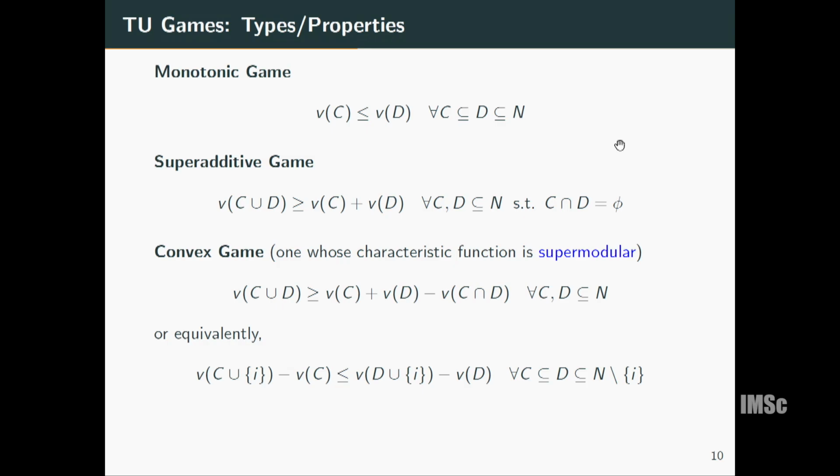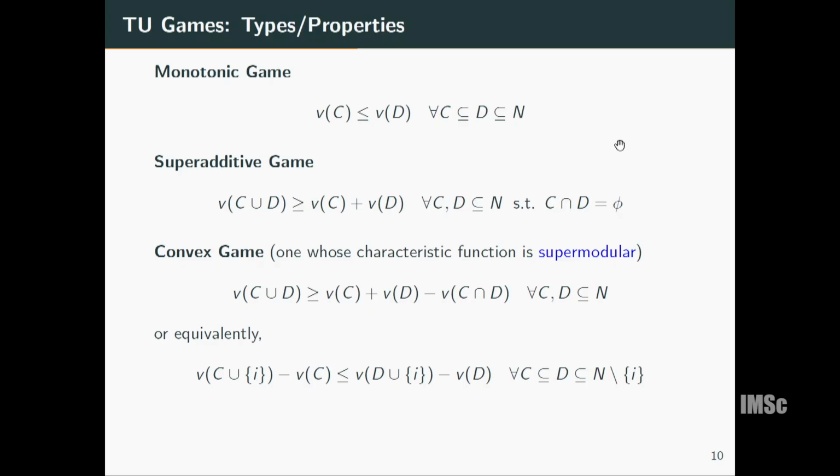Super additivity is a special case of convex game. So, every convex game is a super additive game. We have a special condition for the super additive game, which is, C intersection D is empty. If some game is convex, that means V(C union D) is greater than or equal to V(C) plus V(D) minus V(C intersection D).